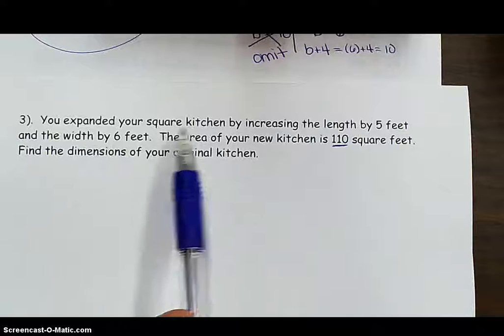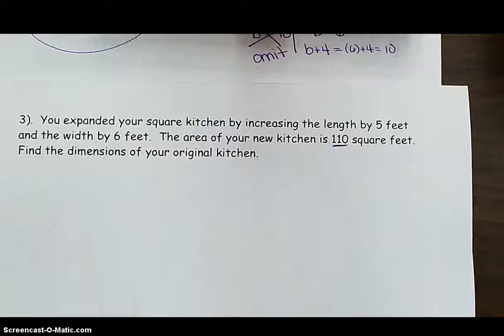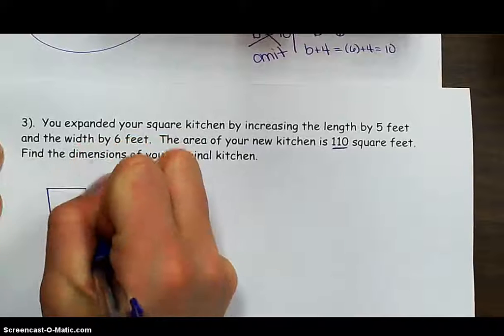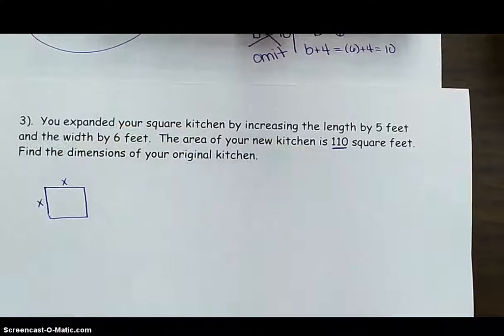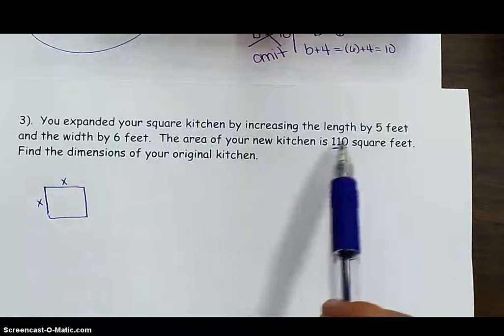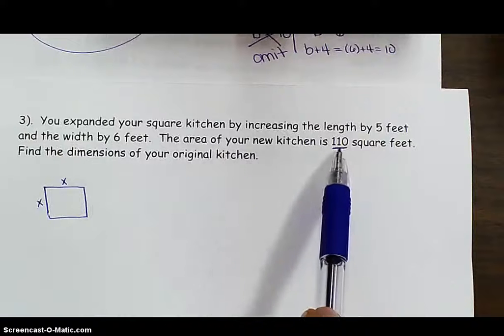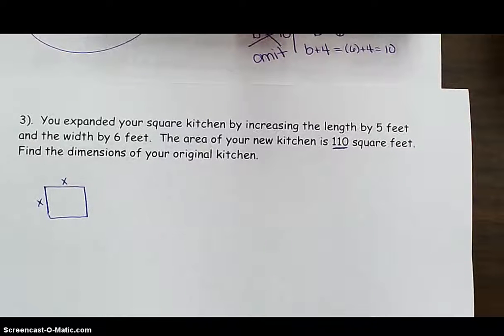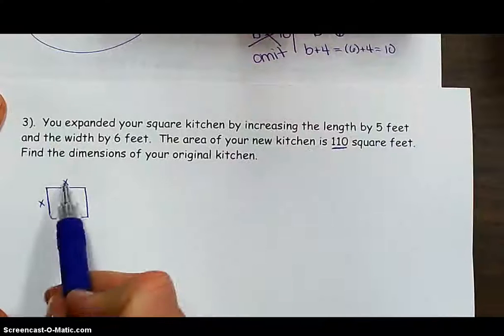You expanded your square kitchen by increasing the length by 5 feet and the width by 6 feet. So we're starting with a square kitchen. We have X and X, because it's a square, they're all the same. Okay, and it says we're going to increase the length by 5 feet and the width by 6 feet. The area of your new kitchen is 110 square feet. Find the dimensions of your original kitchen. So we want to try to find the value of X.